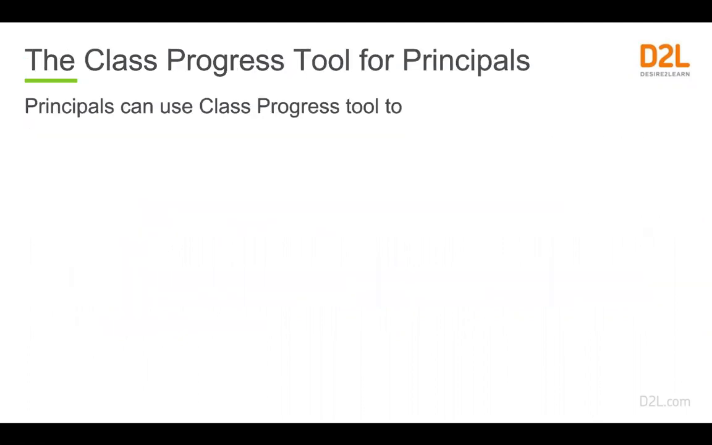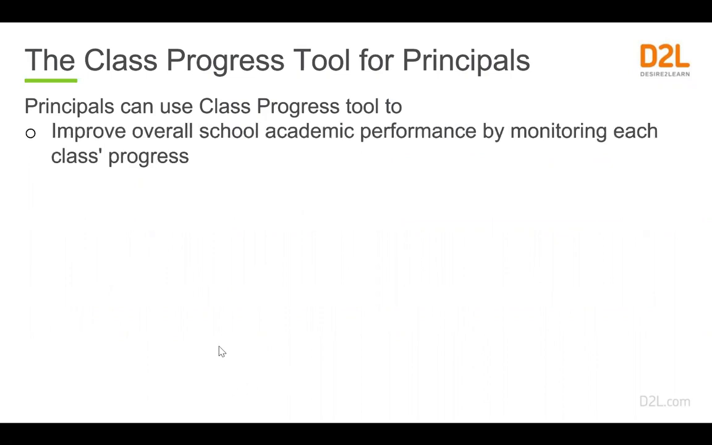So how can principals use class progress tools? Principals may find great value in the class progress tools in different ways. First of all, principals can improve the overall school academic performance as they have access to each class's progress. By looking into each class's progress, principals can find out any areas that need some action, and they can talk to teachers, and eventually they can achieve academic success for their school.